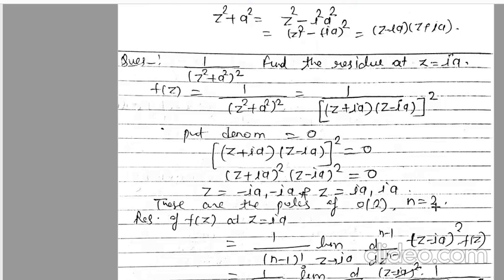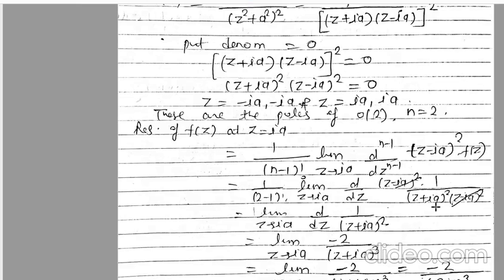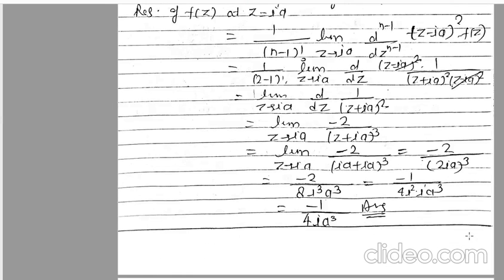Now the question is saying find the residue at z is equal to Ia. So for the residue at z is equal to Ia, the formula is 1 upon (n minus 1) factorial, limit z tends to Ia, d to the power n minus 1 upon dz to the power n minus 1, (z minus Ia) whole square into f(z). The point at which we have to find the residue, we first write it in the bracket, (z minus Ia) whole square into f(z). Just multiply by f(z), so both will cancel out, and you will get d upon dz of 1 upon (z plus Ia) whole square.